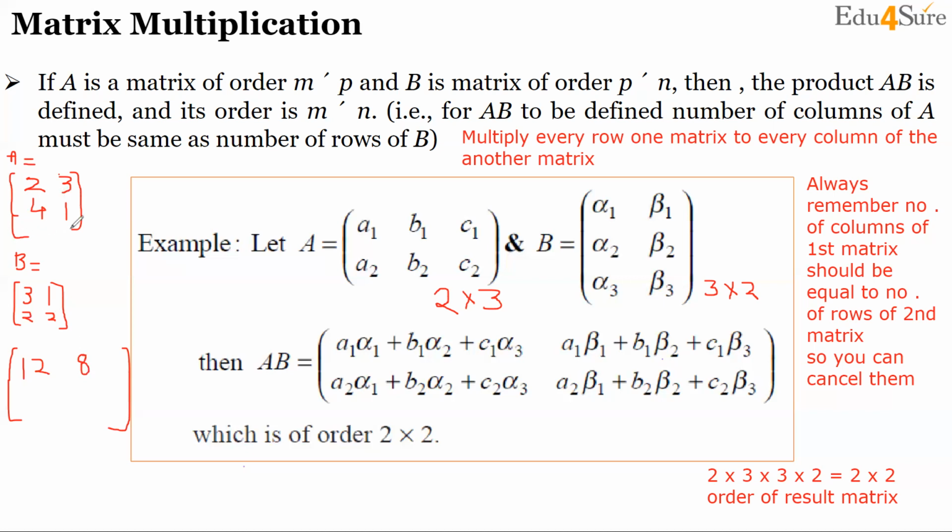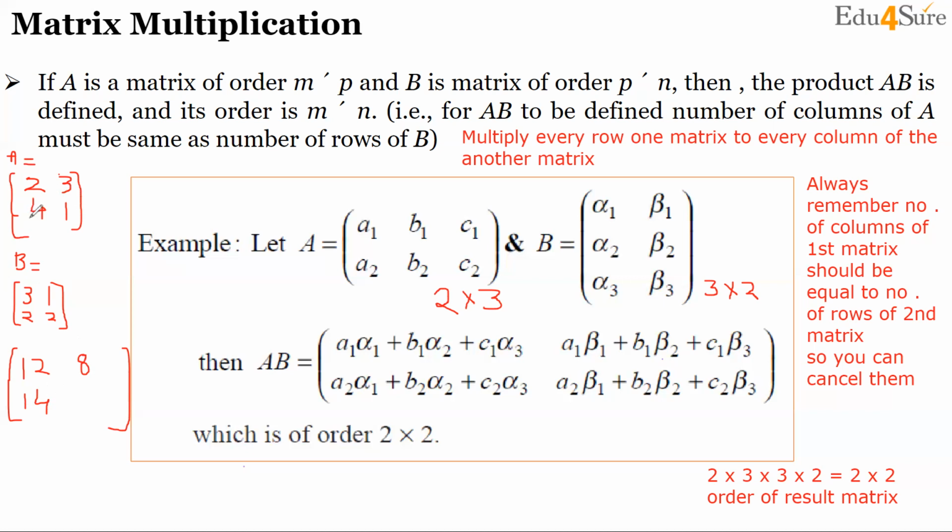Similarly, you will multiply this 4, 1 with the first column. 4 into 3 will be 12 and 1 into 2 will be 2, which becomes 14. I repeat once again: 4 into 3 will become 12, 1 into 2 will become 2, so 12 plus 2 will become 14.